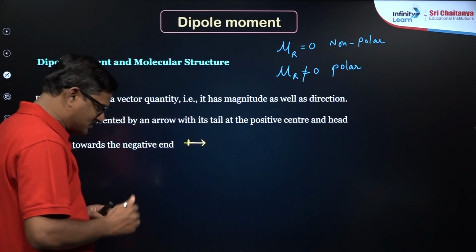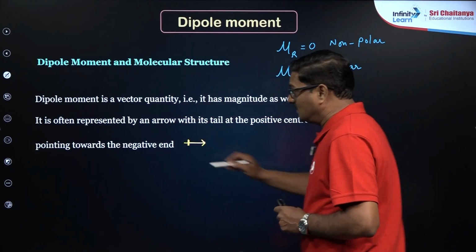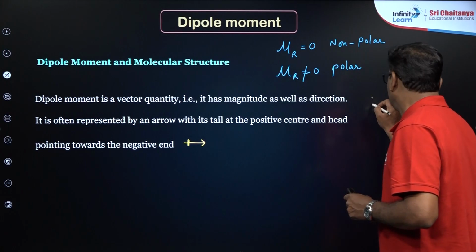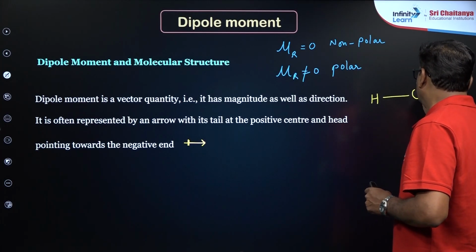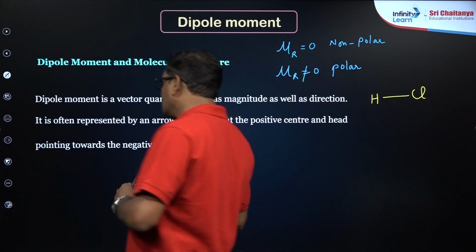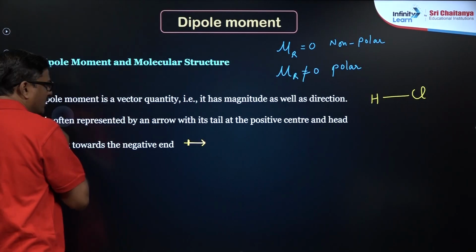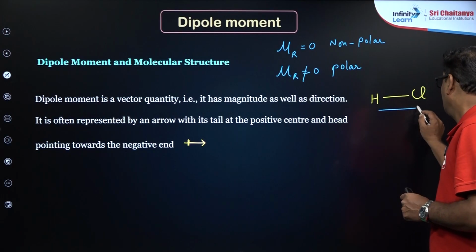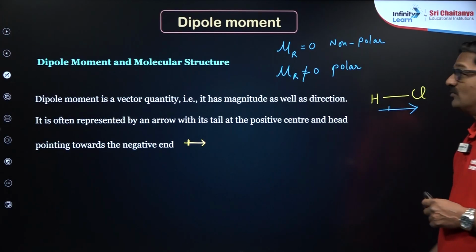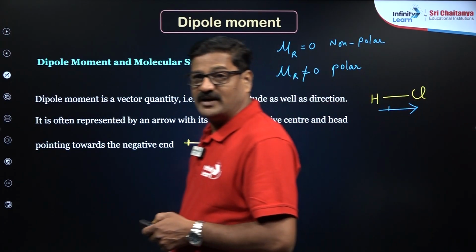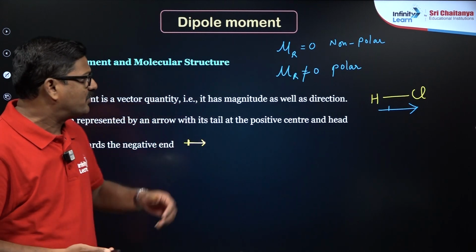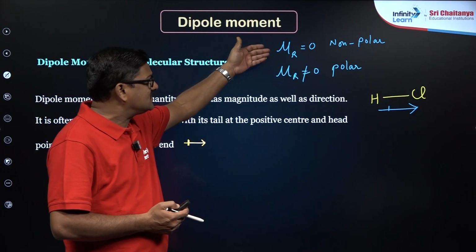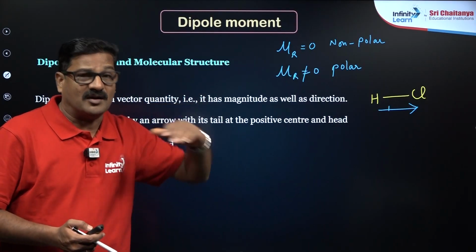When we take hydrogen chloride, which we have just seen, the resultant dipole moment points from hydrogen towards chlorine. So the bond moment points towards the more electronegative atom, and that is indicated by an arrow with a crossed tail. That is the representation of the dipole moment. If the resultant dipole moment is not equal to 0, it is polar. If the resultant dipole moment is equal to 0, it is non-polar.